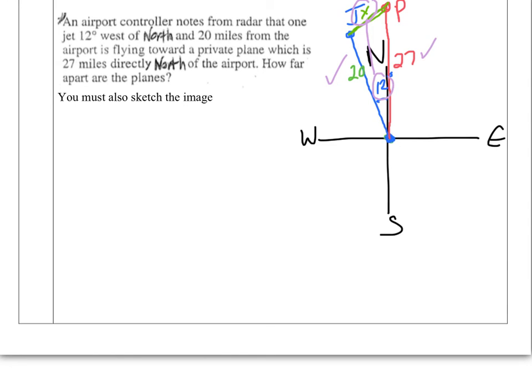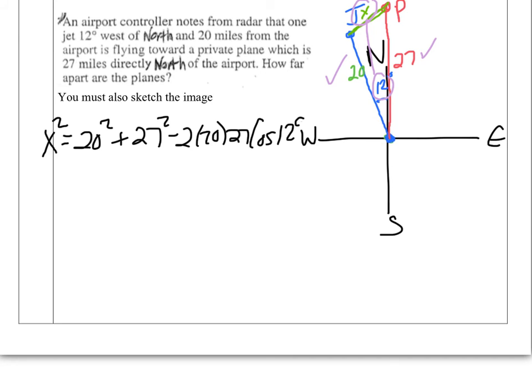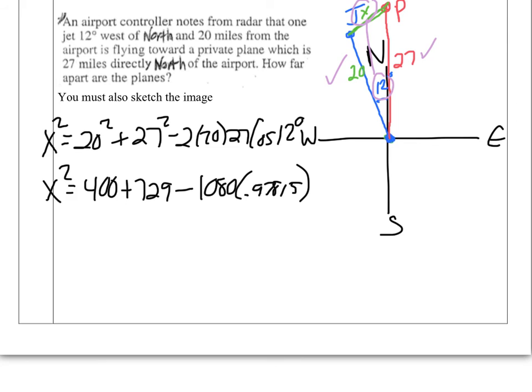So let's set up the law of cosines, which would be x squared equals the two sides squared, so 20 and 27, minus 2 times those two sides. And remember, it's law of cosines, so we wrap up with the cosine of 12 degrees. Let's go ahead and simplify these two values and this one right here. I did 2 times 20 times 27 and got this, and the cosine of 12 is this.